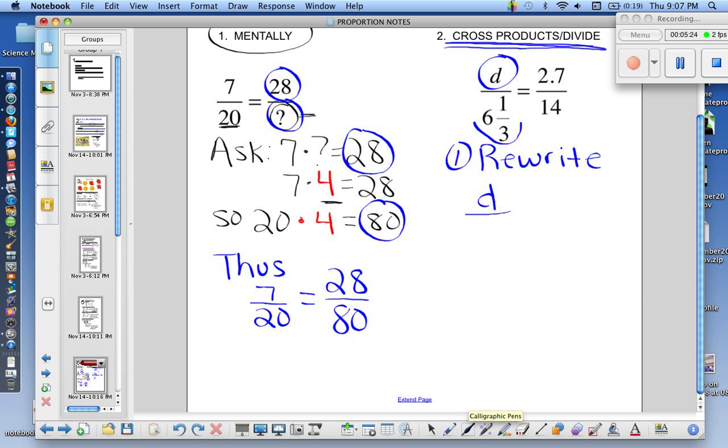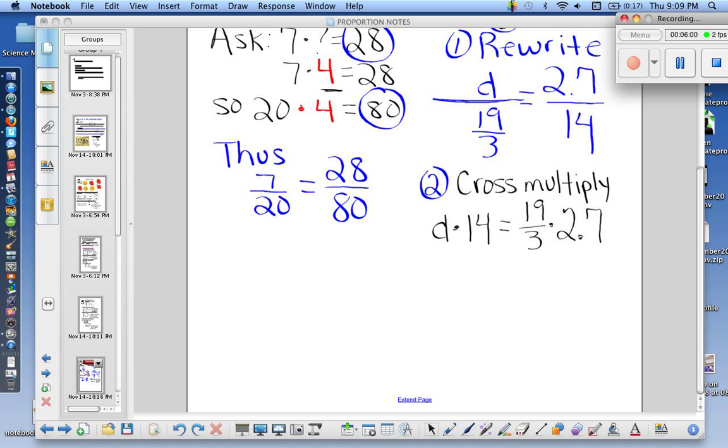Think about how we learned to rewrite that as an improper fraction. So we have 6 times 3 gives you 18, and we've got to add 1 to it. So we've got 19 over 3, and we're just rewriting it. So we still have our 2.7 over 14. And maybe we want to extend that fraction bar so we can differentiate. We've got our numerator is d, and our denominator is 19 over 3. So let's pause the video to make sure we don't have any questions so far.